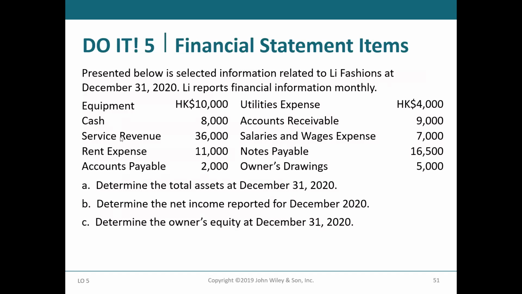Now let's try this example. Presented below is selected information related to Lee Fashion at December 31, 2020. Lee reports financial information monthly. So we have equipment, cash, service revenue, rent expense, accounts payable, utility expense, accounts receivable, salaries and wages expense, notes payable, and owner's drawings. Then the question says, A, determine the total assets at December 31, 2020. B, compute the net income for December 2020. And C, determine the owner's equity at December 31, 2020. Okay, so let's do it.